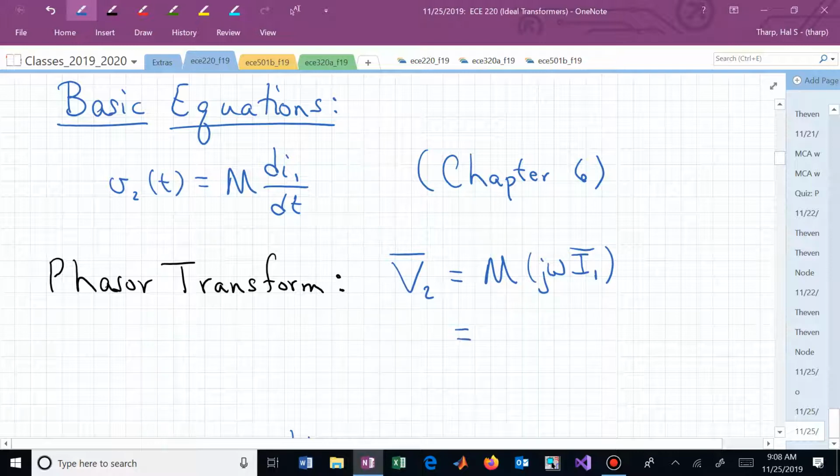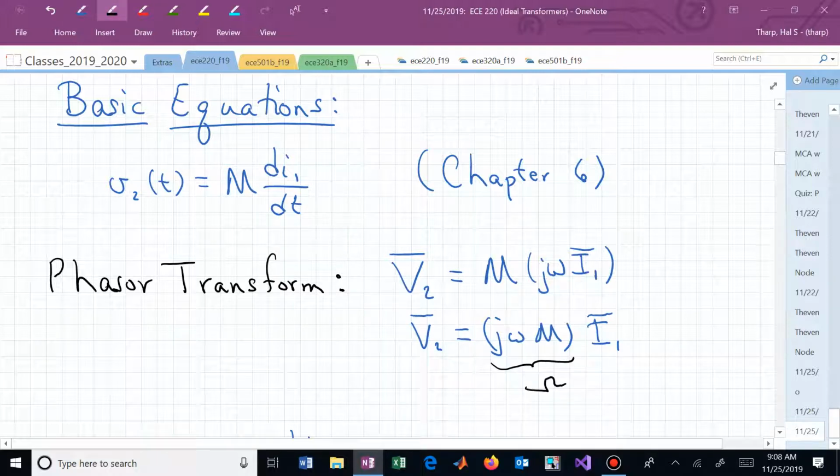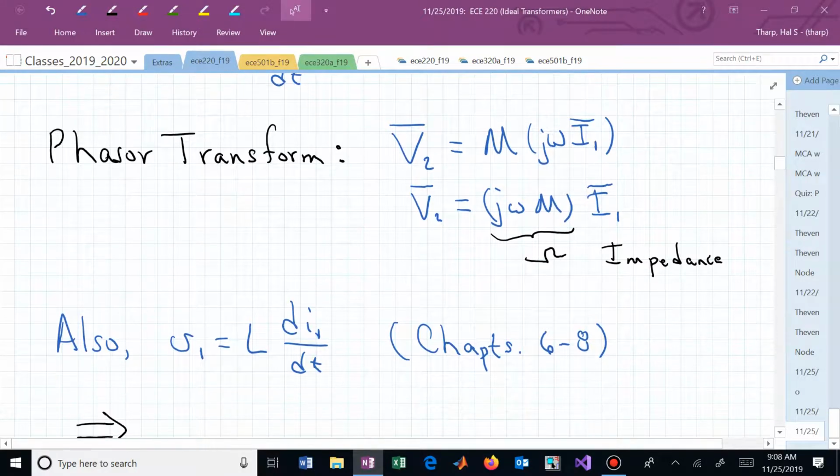And if we simply move things around a little bit, we can now see that V sub 2 is related to the current in coil 1 through an impedance, j omega M. Or it's 90 degrees away from the phase of I1.